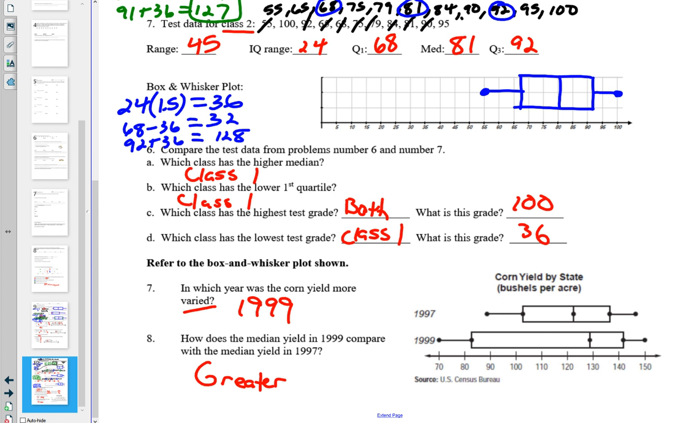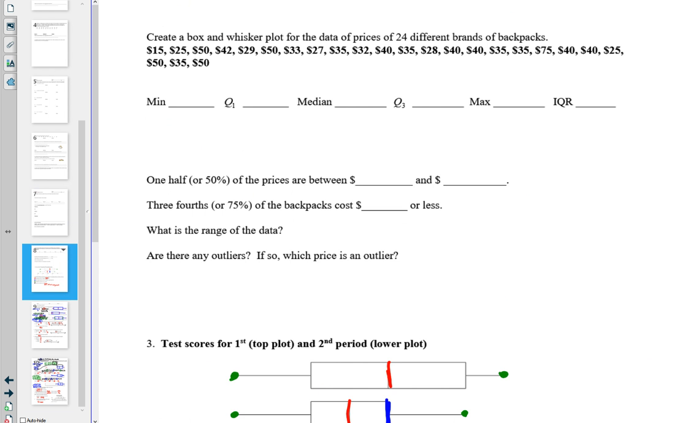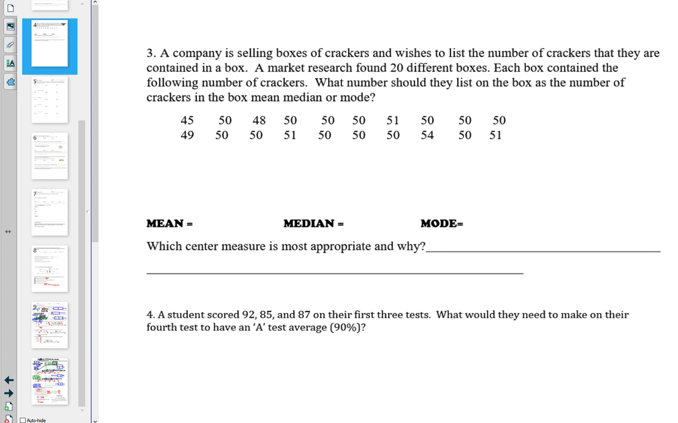I know we skipped a couple. I feel like we skipped. 10 minutes left. And we did the backpack one. This one, like the company selling boxes of crackers. You want to do that one? Does anybody want to do that one? Median mode.